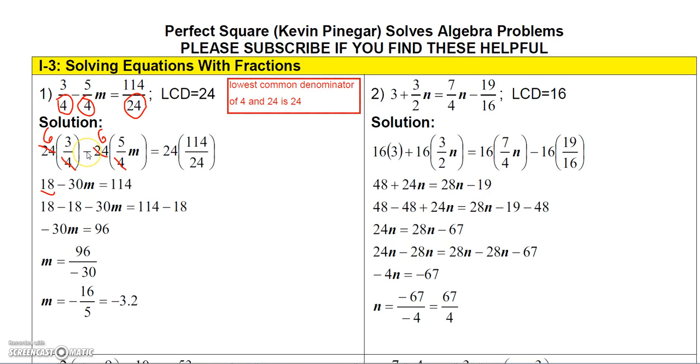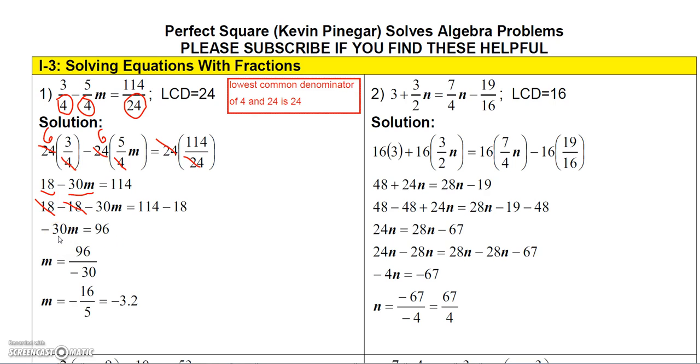And then here I know that 4 will go into this numerator again, giving me 6. But remember I have a minus here, so it's minus 6 times 5m, which would give me minus 30m. And then over here, since this number is the same as the denominator, they would cancel when you multiply, and you just get 114. So now we're back to where we were in the previous video. To get the minus 30m by itself, I'll just subtract 18 from both sides. So that way when I have 18 and subtract 18, they'll cancel. And 114 minus 18 is actually 96. So on the left I'm going to get negative 30m, and on the right I'm going to get 96.